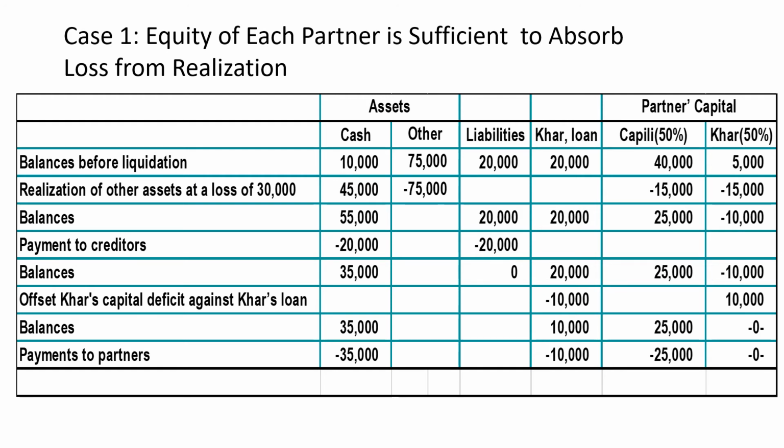So we have to pay the creditor 20,000, so less 20,000 from our cash. And then we have liabilities 20,000. So the balance would now be cash 35,000. No more non-cash asset, no more liability. Car loan 20,000, Kapili capital 25,000, and car capital is still negative 10,000. Offset car's capital against the loan.